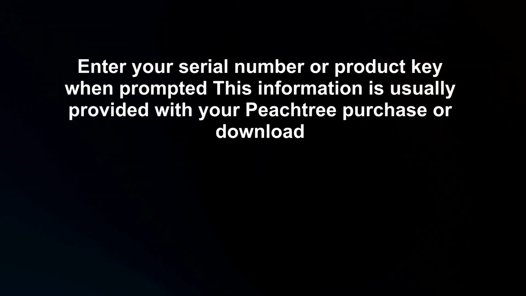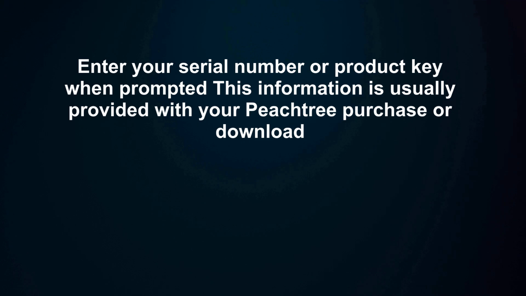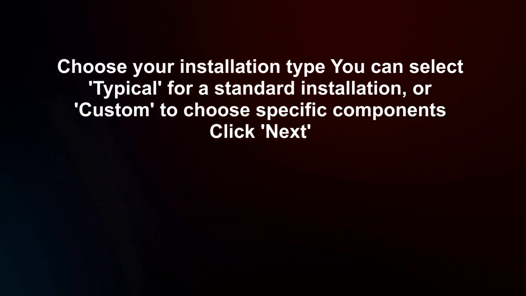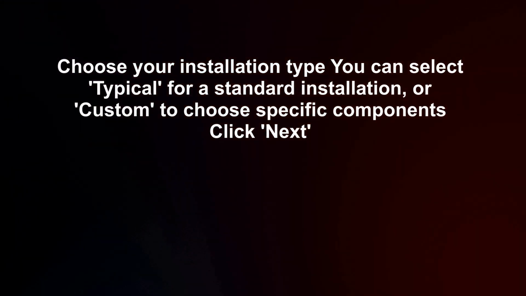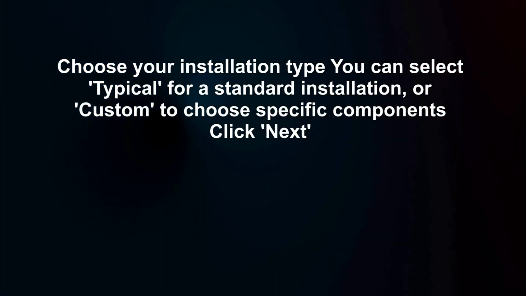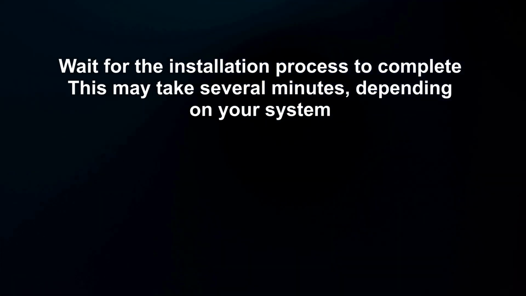Enter your serial number or product key when prompted. This information is usually provided with your Peachtree purchase or download. Choose your installation type. You can select typical for a standard installation, or custom to choose specific components. Click Next. Wait for the installation process to complete.